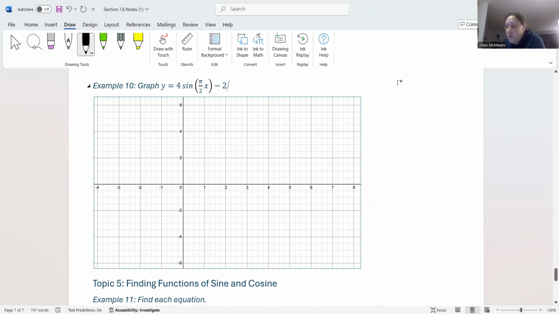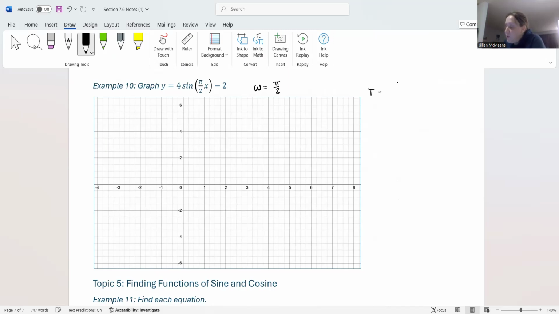So for example 10, we have y equals 4 sine of pi over 2x minus 2. So this time we do have a vertical shift, okay? So let's first talk about the period. I can see here that omega is positive pi over 2, so I don't have to do any of that even or odd stuff. It's just pi over 2.